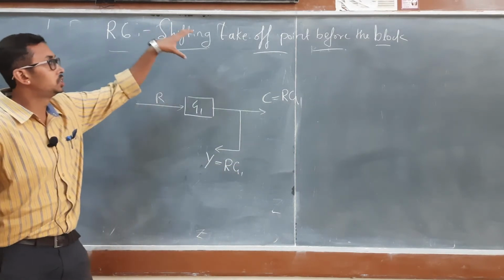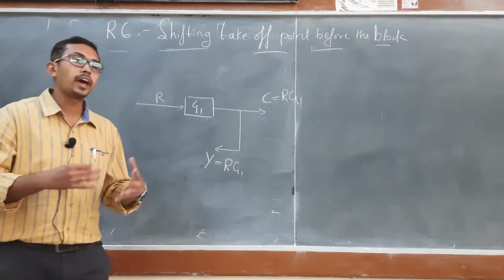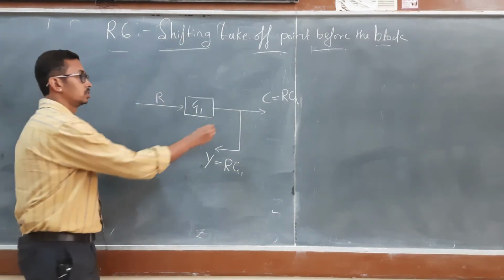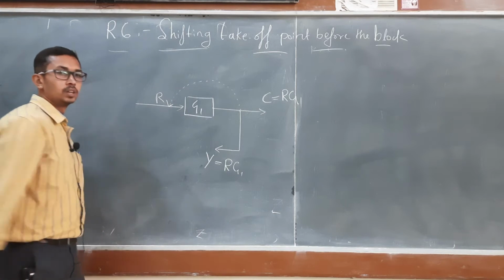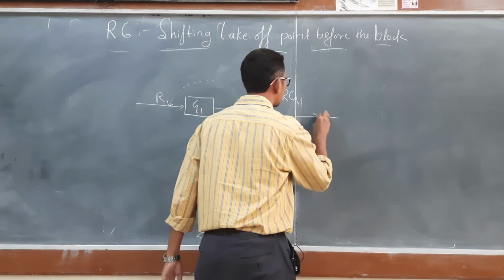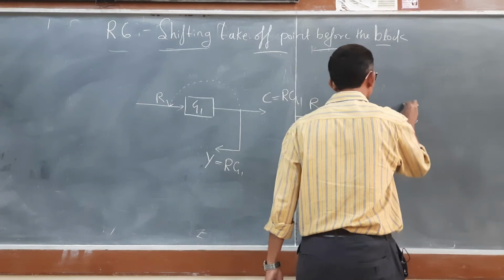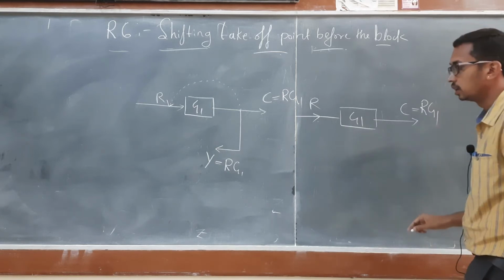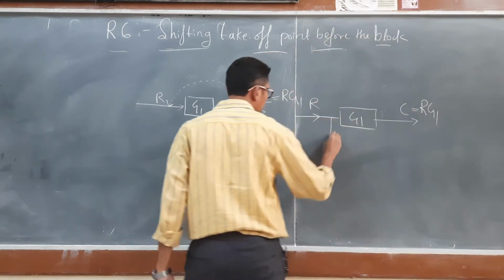So what is the rule? Shifting the takeoff point before the block. Suppose in the problems I have some situations where I need to shift the takeoff point before the block. So if I shift the takeoff point before the block, what happens? I am going to rewrite this. R is the input, G1 is the block we have, C is the output. What is the C we have? R G1. Now I am shifting the takeoff point before the block G1.